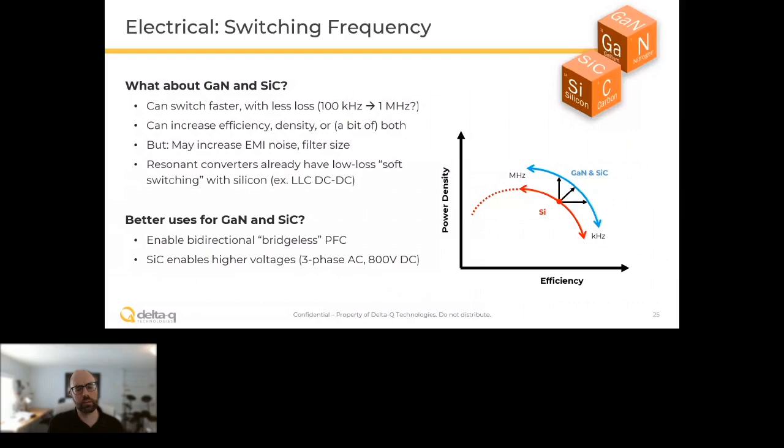They have some unique properties which lend themselves better to different topologies to enable, for instance, bidirectional operation. Or particularly with SiC, there are higher device ratings, so you can have higher AC voltages with three-phase AC, or higher DC output voltages like with 800 volts. We will talk more about those later in the presentation.